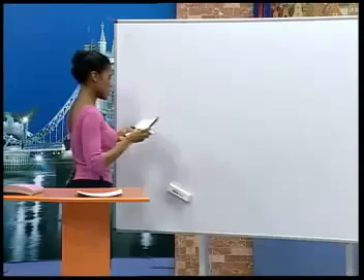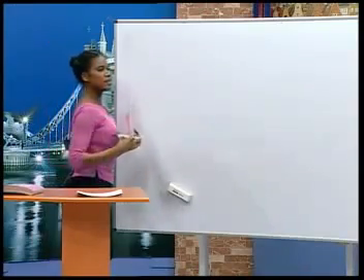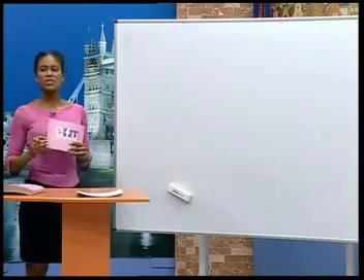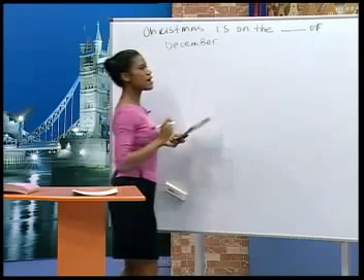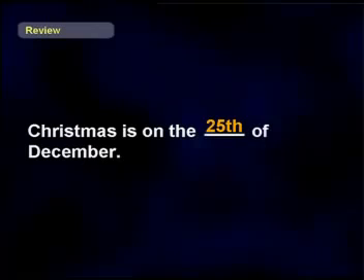Here's one more exercise using ordinal numbers. Okay, watch carefully. Fill in the blank using the ordinal numbers. Here's your example. Christmas is on the of December. This time, Anna, you go first. Christmas is on the 25th of December. That's correct.